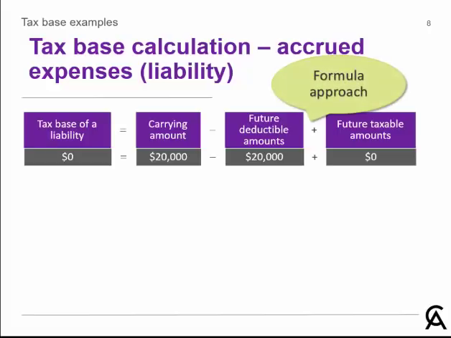Again, let's have a look at our tax base calculation. So here, if we use the formula approach, we start with the carrying amount of that liability in our balance sheet of $20,000. We subtract the future deductible amounts of $20,000. When we actually pay those, we'll get the deduction. And we add on any future taxable amounts, which we assume to be zero in respect of a liability. Therefore, that means that the tax base of this liability is zero.